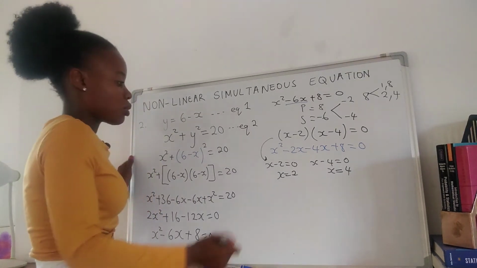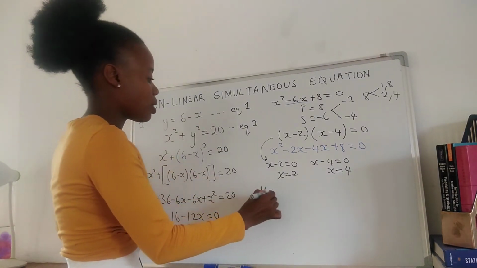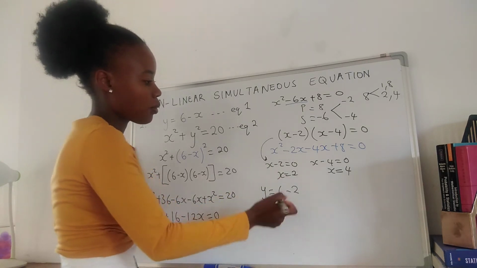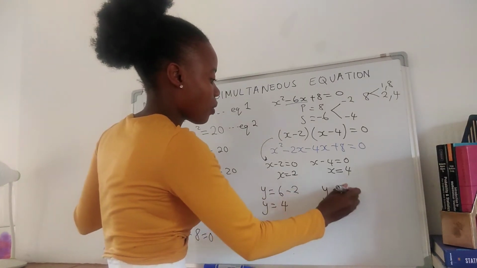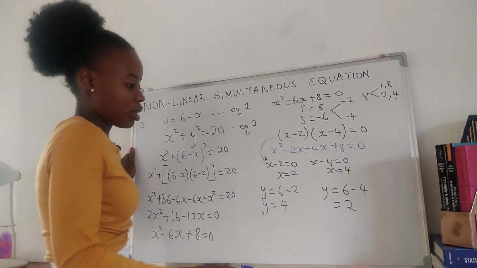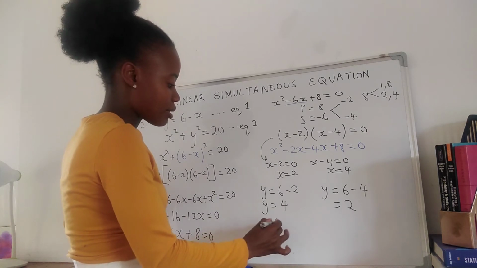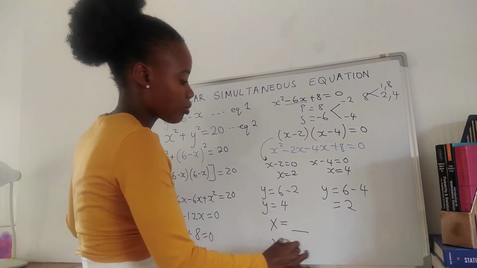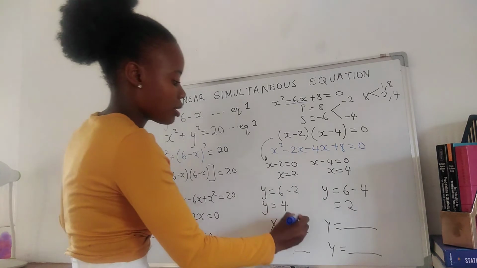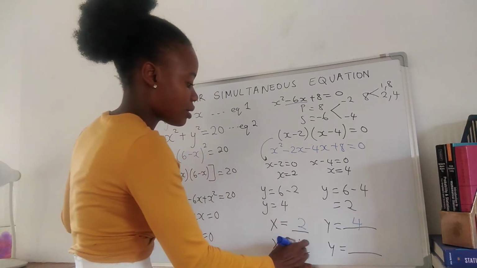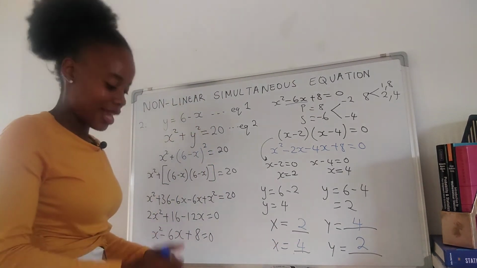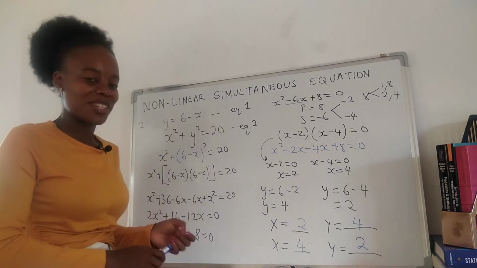Okay? So we're going to look for y. y is equals to 6 minus x. When x is 2, our y is going to be 4. And when x is 4, our y is going to be 2. Okay? So x is 2, y is 4, x is 4, y is 2. Okay, so we have something like this. So that's number 2. Now let's get to number 3.